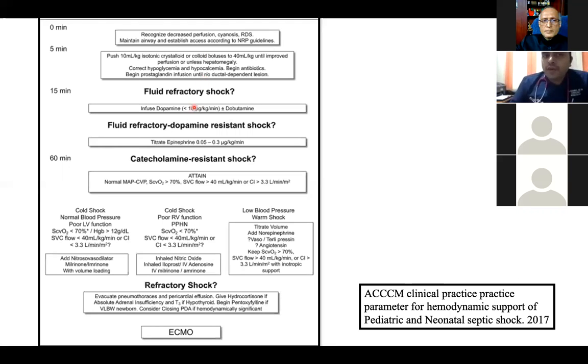Once after fluid, if no response, start dopa, plus or minus dobuta. Dopa, don't give beyond 10. Fluid refractory dopamine resistant shock, consider epinephrine. And if even after fluids, dopa and epinephrine the shock persists, you are dealing with catecholamine resistant shock. Depending on the physiology, you go further, that is, based on the LV function and based on the blood pressures.